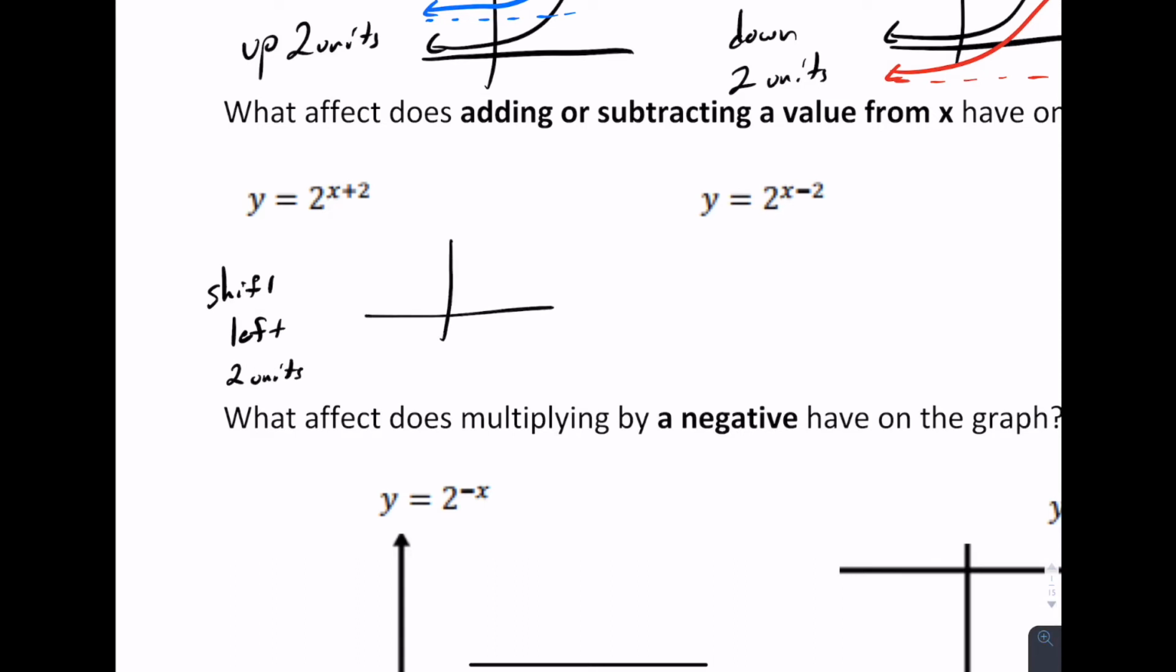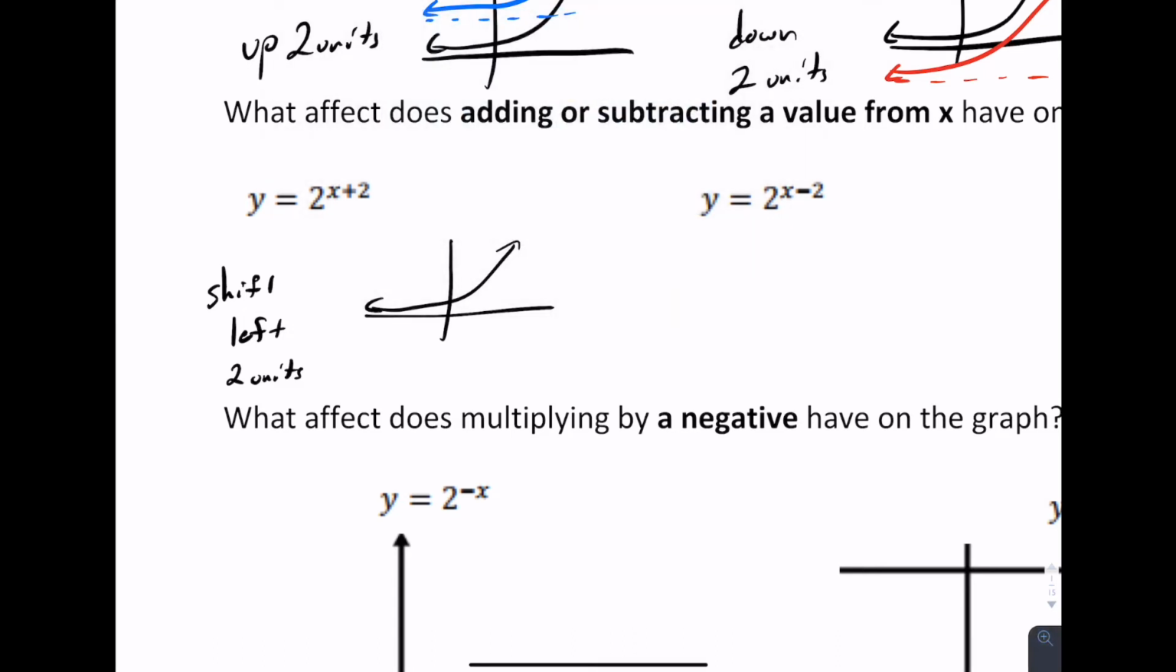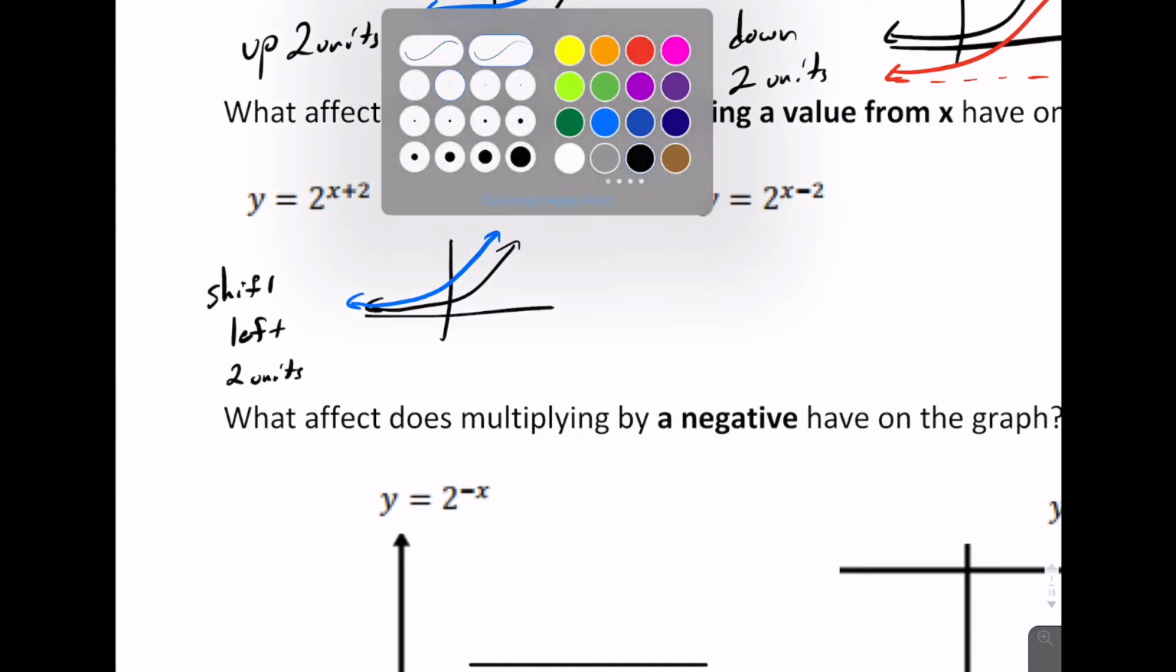So if my graph is this, well, then it would move. That's a little tough one right there. It would look like that. All I did was I shifted it left 2 units. Same thing with the other one.